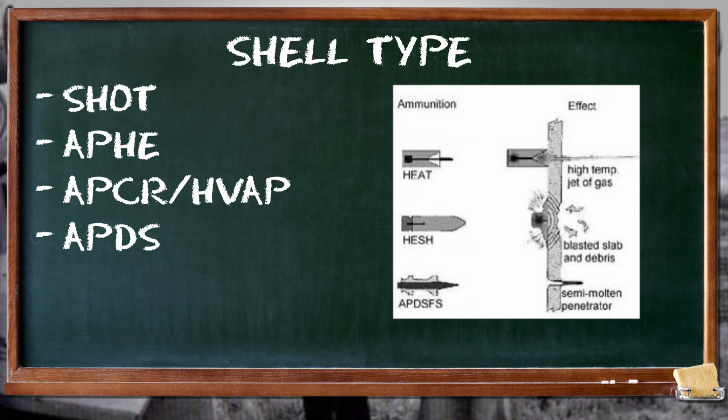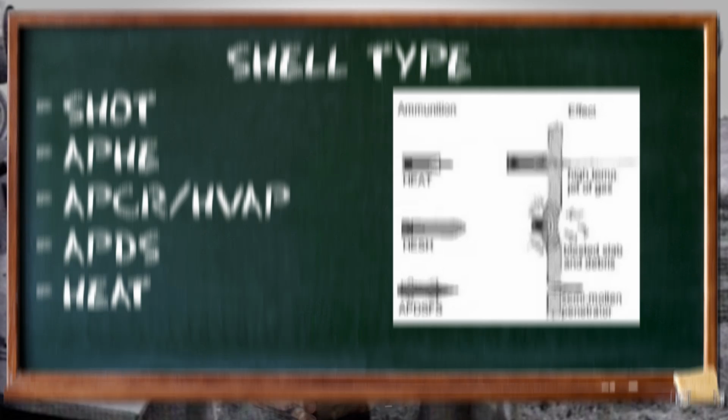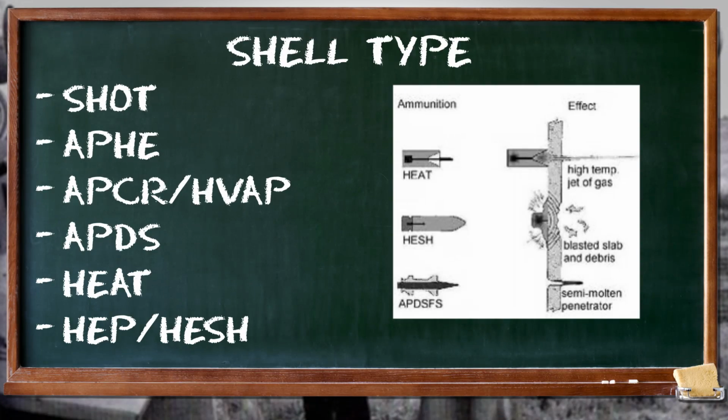Those are your chemical effect rounds. HEAT is the most prevalent. High explosive anti-tank, and that is a cone of explosives that when it detonates, it collapses, it creates a plasma jet, which then punches through the armor. The advantage of that is it doesn't matter how far away you are when you shoot, the effectiveness is always the same. And finally, you have HEP or HESH.